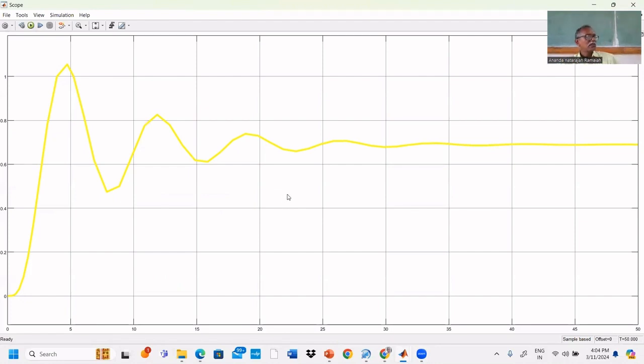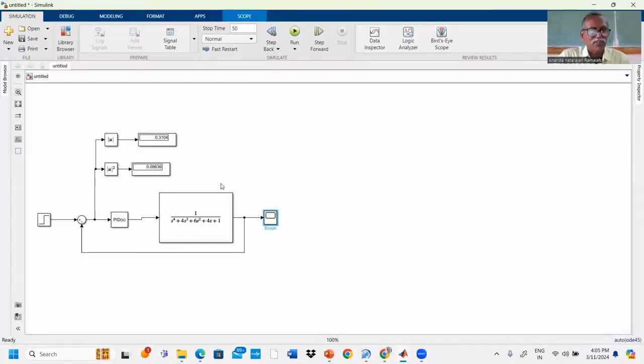We have to see the response. Yes, we got it. What is the set point? Set point is 1. Where is it settled? Settled at a point between 0.6 and 0.8. Are you able to follow? What is the controller we are using? P only controller. If you use a PI controller, then the steady state error will be removed. Now we will do the PI controller and see the response.